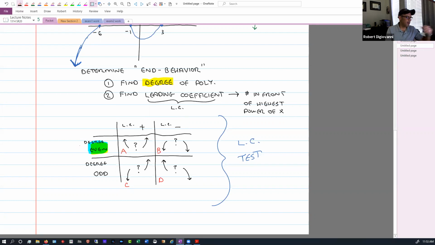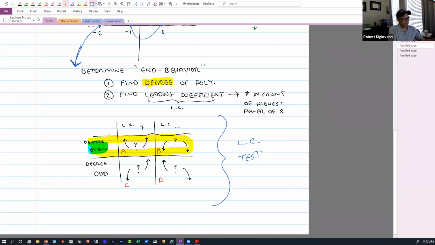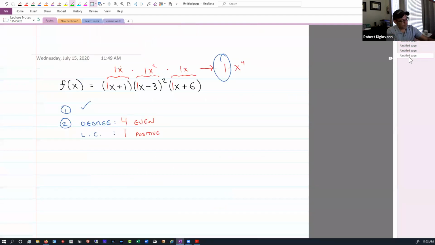So what case would we have here? If we have an even degree and a positive leading coefficient, A, B, or C? A. Okay, so even degree means it has to be one of these two, but a positive leading coefficient means it has to be one of these two. And the only one that they have in common is the A. So that tells us that both sides go up. So what we know is that when we graph this, the left side goes up, the right side goes up, in the middle, we don't know. That's step 2.